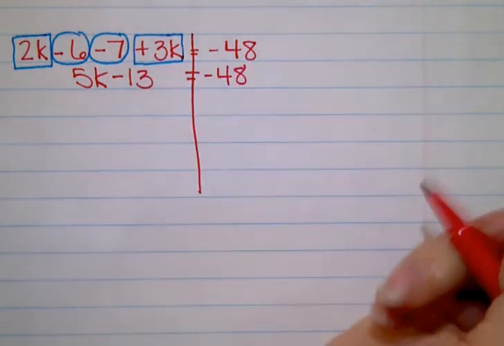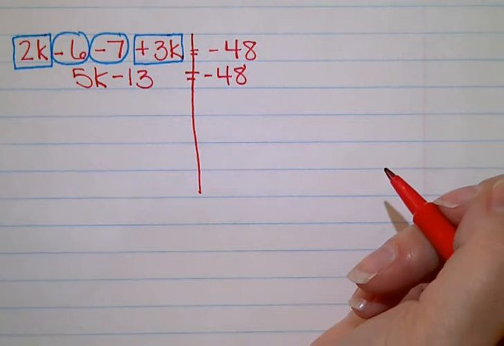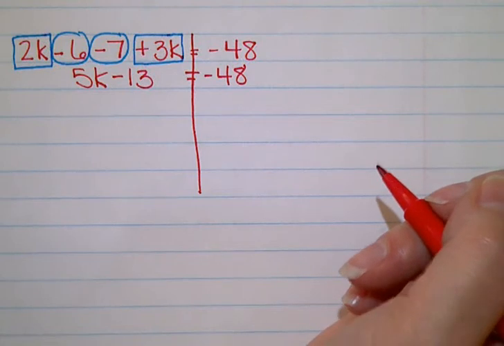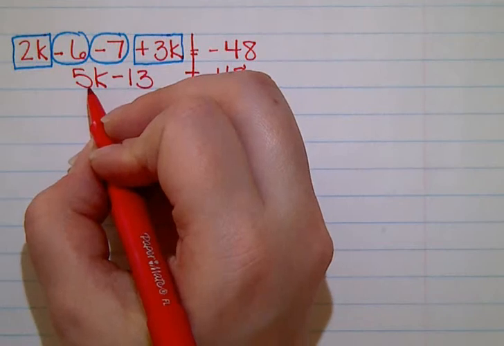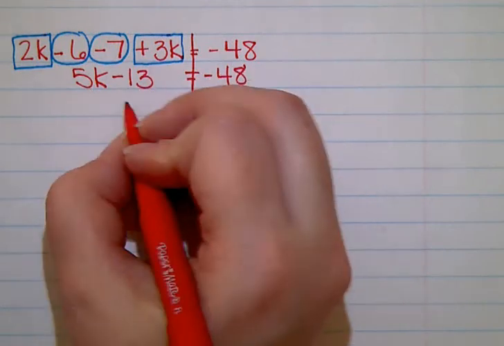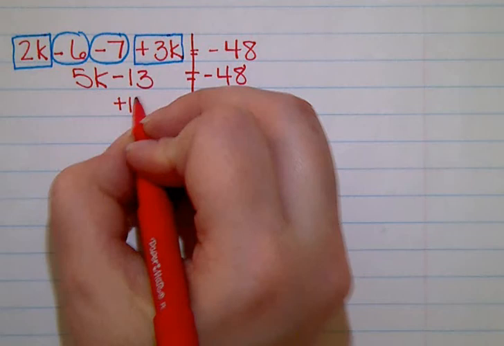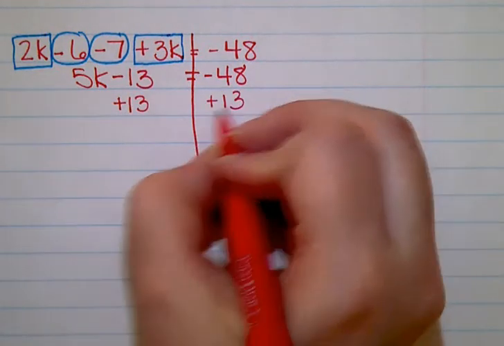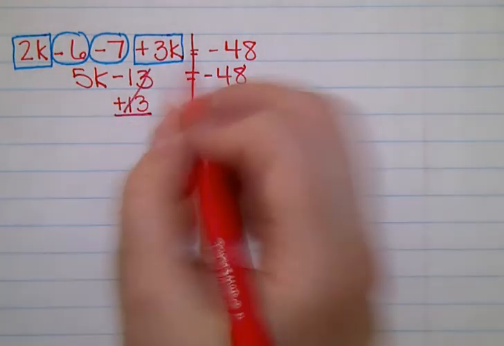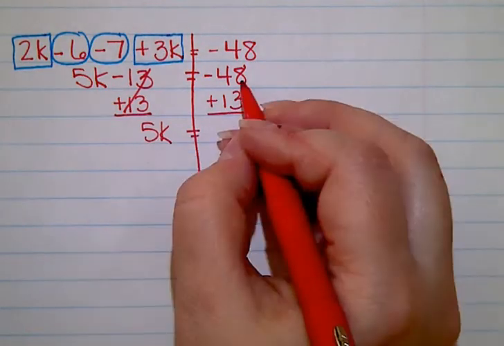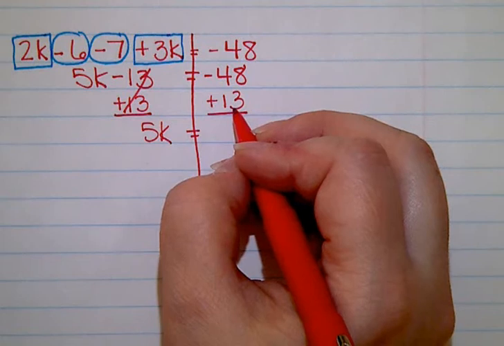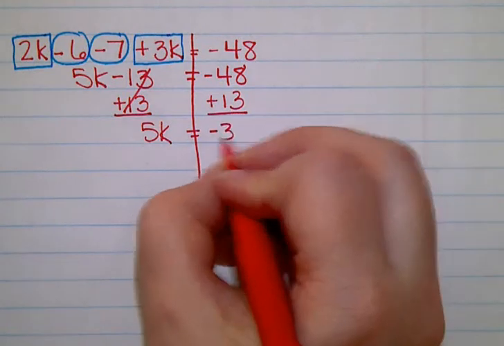And once I've combined my like terms, you'll notice that we're back to a regular two-step equation. There's my good friend, there's my best friend. So let's move our good friend. The opposite of negative 13 is positive 13. There's our 0. So I have a 5k is equal to a negative 48 plus 13 is a negative 35.